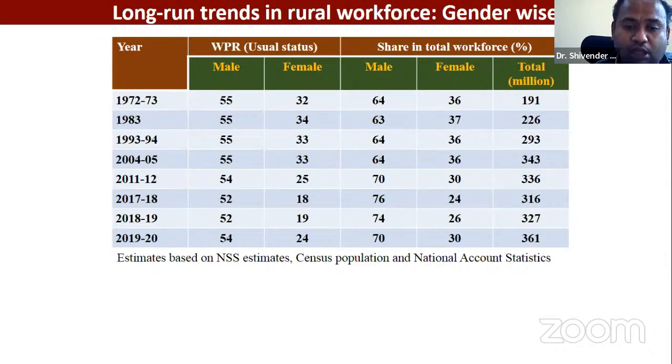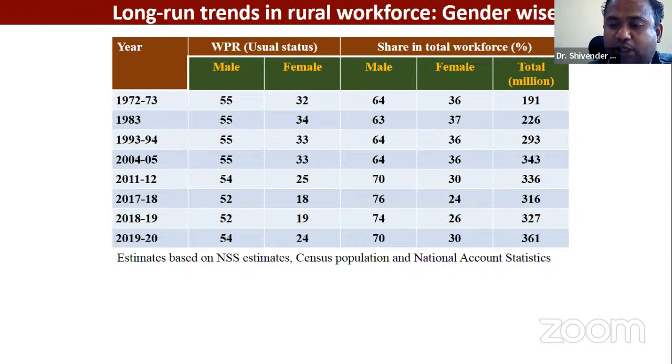In the rural workforce, in the recent 2 years, you can see there is some upward movement, like 17-18 to 18-19, it has increased marginally, but between 18-19 and the recent data shows that female workforce has increased significantly, and it has reached the level of 2011-12, about 24%. We need to really see what happened between 2018 and 19, that data has captured that WPR has increased from 19% to 24% in case of female.